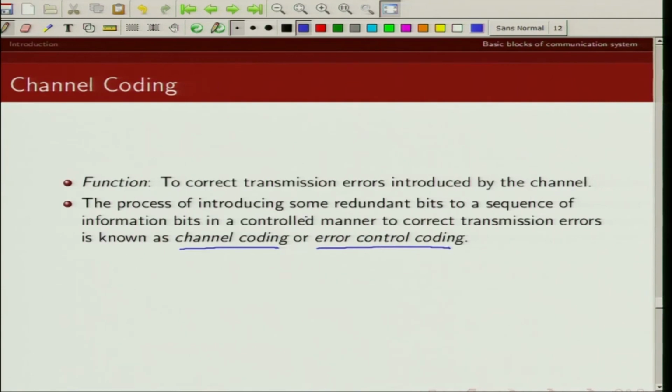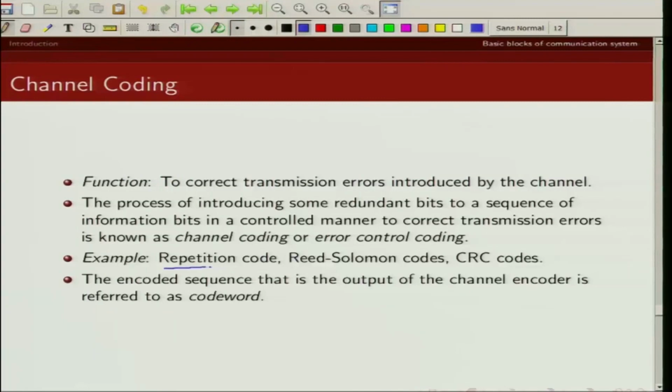So as I said, we introduce some redundant bits to a sequence of information bits in a controlled manner. This is important because we will have to use those redundant bits to actually detect and correct errors. So when we add these redundant bits, we have control over what redundant bits we are adding. Some examples of channel coding schemes are repetition codes, where we repeat what we are sending, Reed-Solomon codes and cyclic redundancy codes. The output of the channel encoder is referred to as a code word.